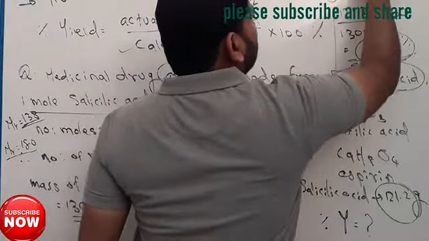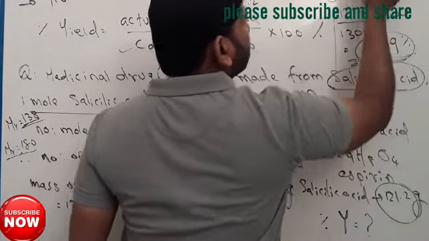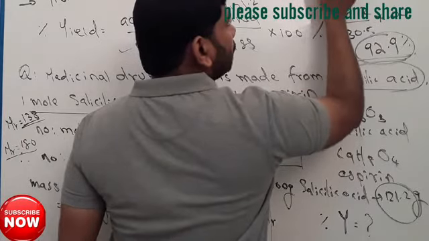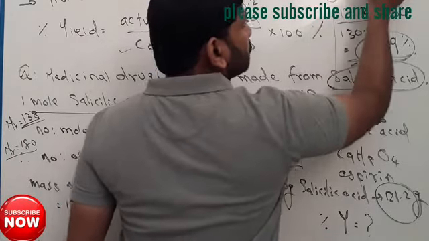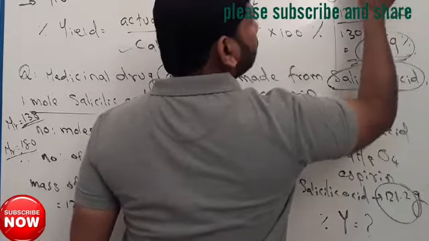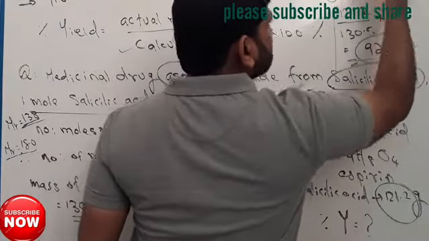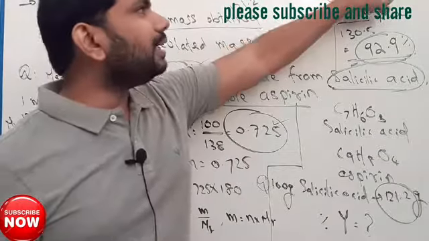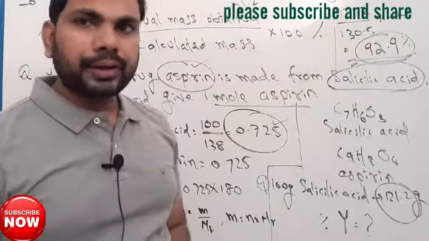Salicylic acid, aspirin 1:1 ratio. Salicylic acid number of moles here 0.725. So here this is unknown value. So you can do cross multiplication. Okay. So also you will get y equal to 0.725.